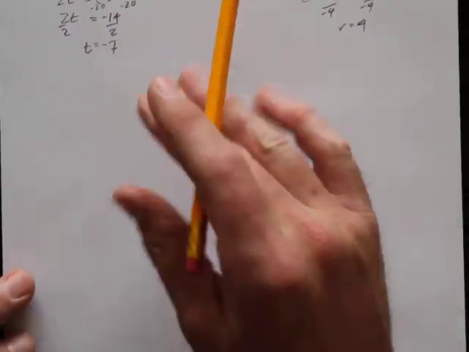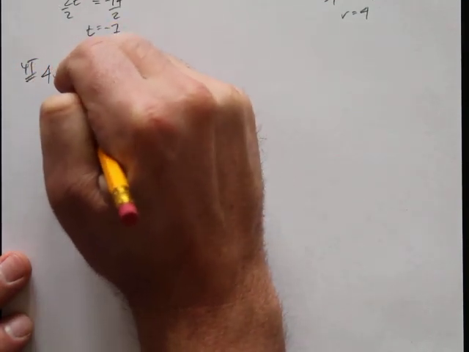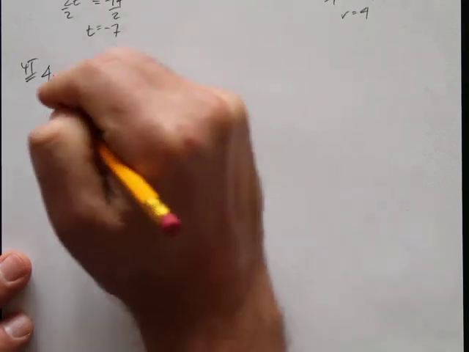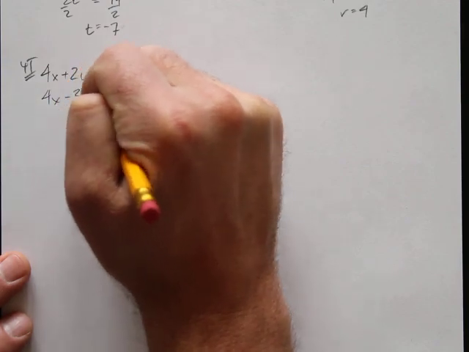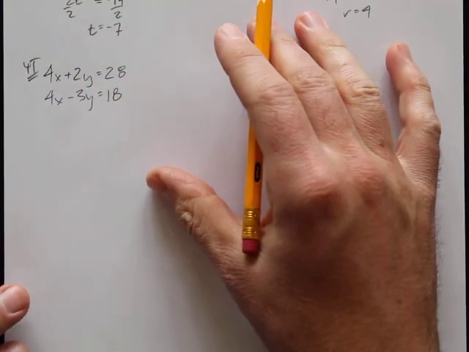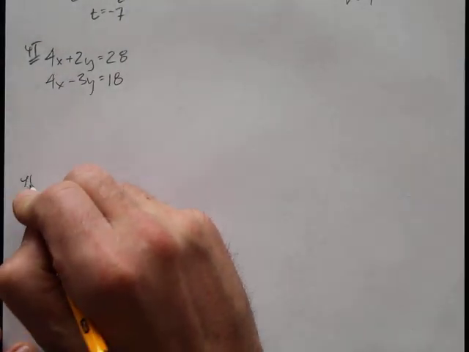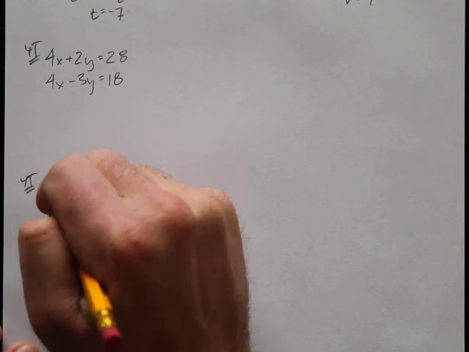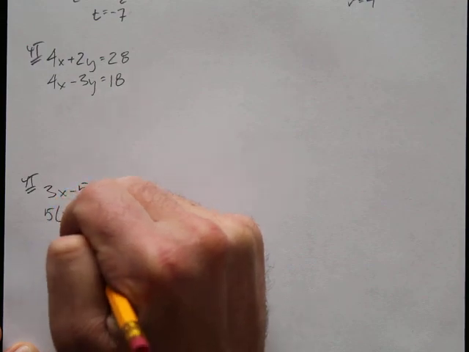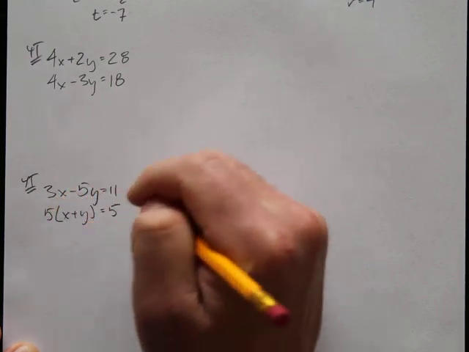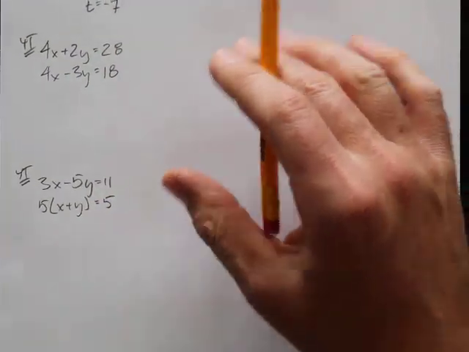All right, U-Tries. We've got 2 more U-Tries and then we're all done. 4x plus 2y equals 28, and 4x minus 3y equals 18. So we'll do this U-Try in just a second, but I'm going to write out the next U-Try too. Let's make sure it fits on the screen. The other U-Try is going to be 3x minus 5y equals 11, and 5 times (x plus y) equals 5. So I'm going to talk about each of these and then send you off to do these on your own.